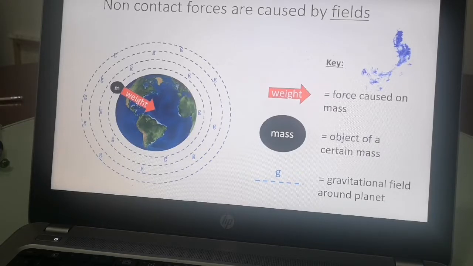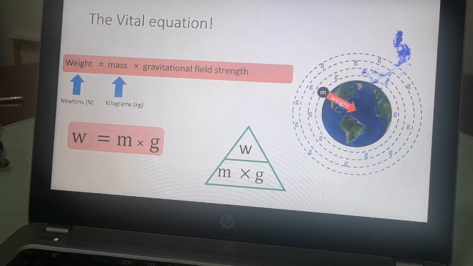Okay, so this is the difference between mass and weight. One is the force and one is the kilograms, the amount of stuff. Right, they all link together. So if we take the mass and we multiply it by the gravitational field strength, gravity, we get the weight. We can find our weight.